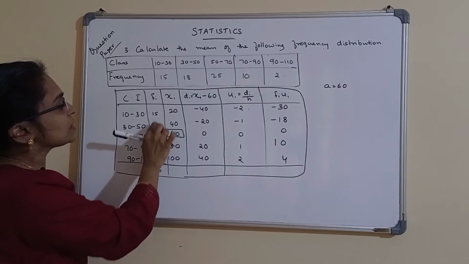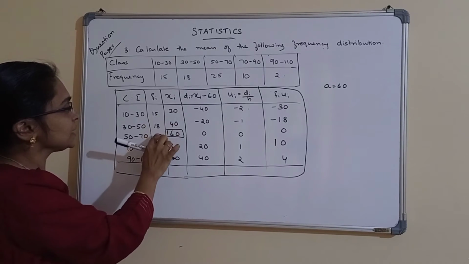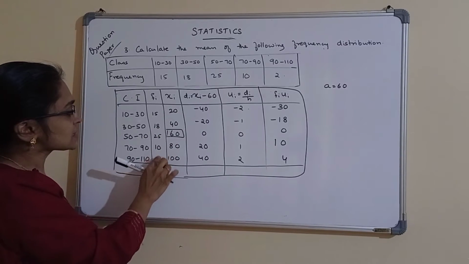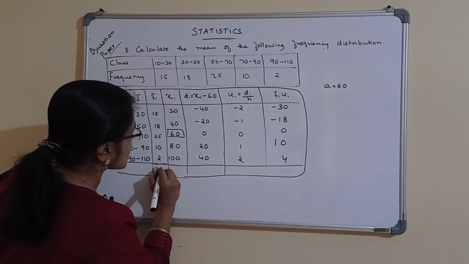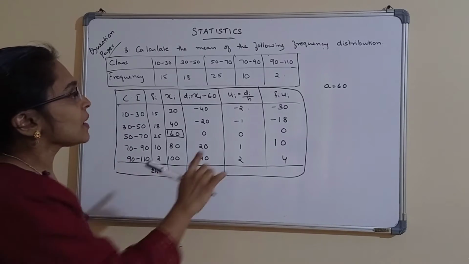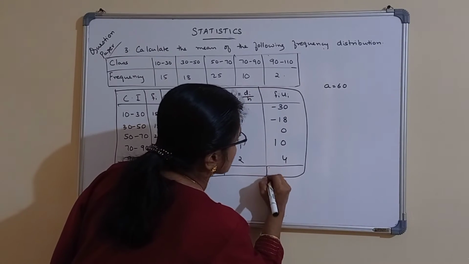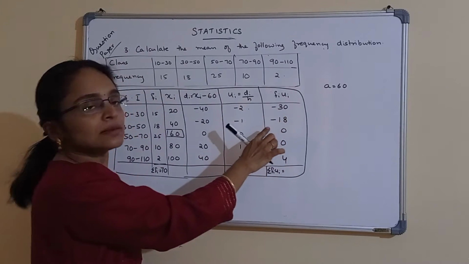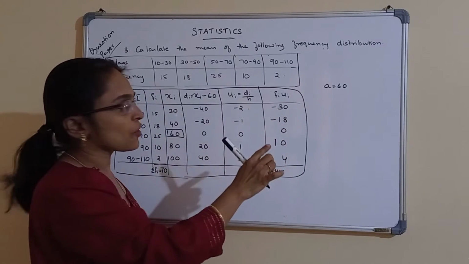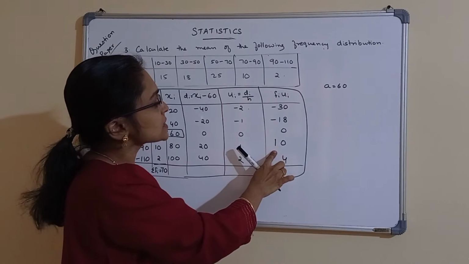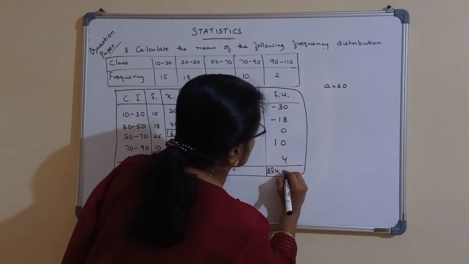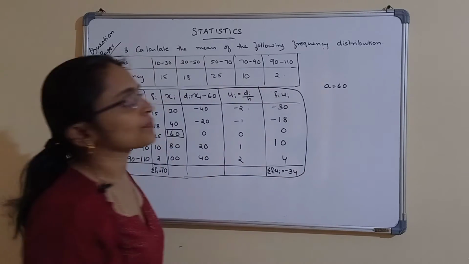Sigma fi is 25 plus 15 is 40. 40 plus 18 is 58. 58 plus 10 is 68. 68 plus 2 is 70. Okay. Now sigma fi ui. Sigma fi ui is equal to minus 30 minus 18 is minus 48. Minus 48 plus 10 is minus 38. Minus 38 plus 4 is minus 34.